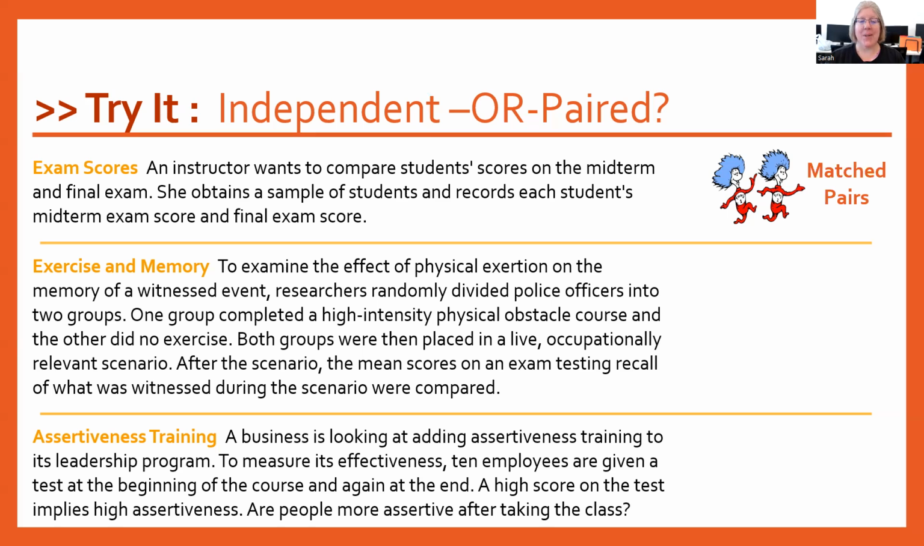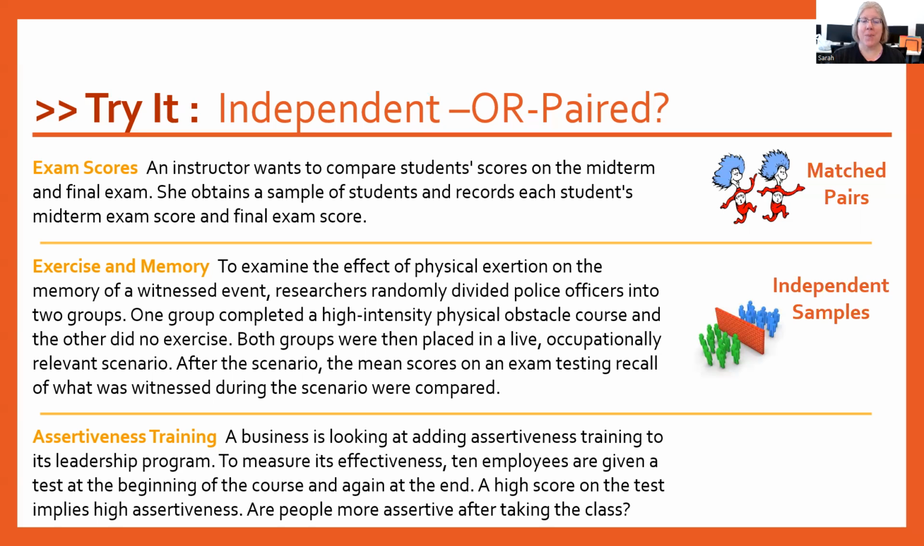Exercise and memory. To examine the effect of physical exertion on the memory of a witnessed event, researchers randomly divided police officers into two groups. One group completed a high-intensity physical obstacle course, and the other group did no exercise. Both groups were then placed in a live, occupationally relevant scenario. After this scenario, the mean scores on an exam testing recall of what was witnessed during the scenario were compared. So this is going to be independent data.